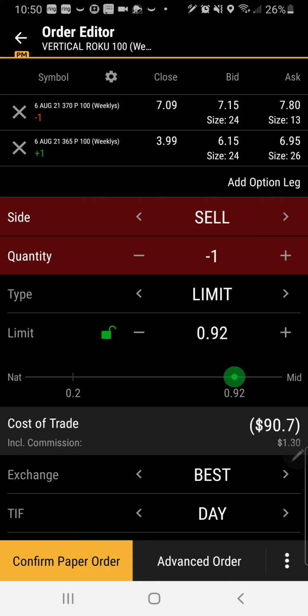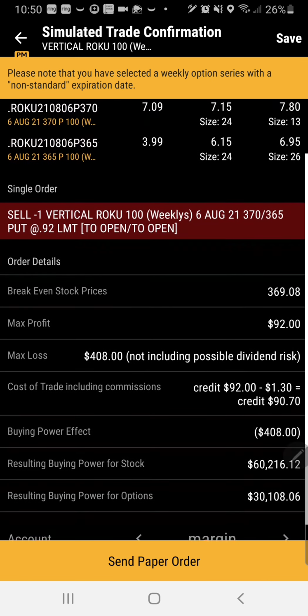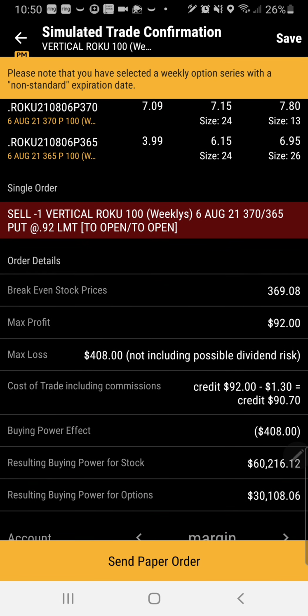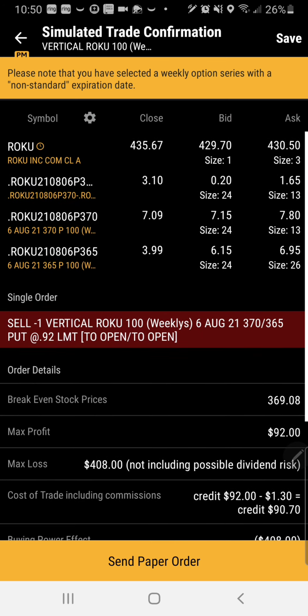The most it still could be worth that position is 500, but because we're selling it, the most that we could make is $92. So the most that we could lose is $408. And now somebody would probably say, why on earth would I take this trade knowing that my risk is $400 and my maximum profit is $92?